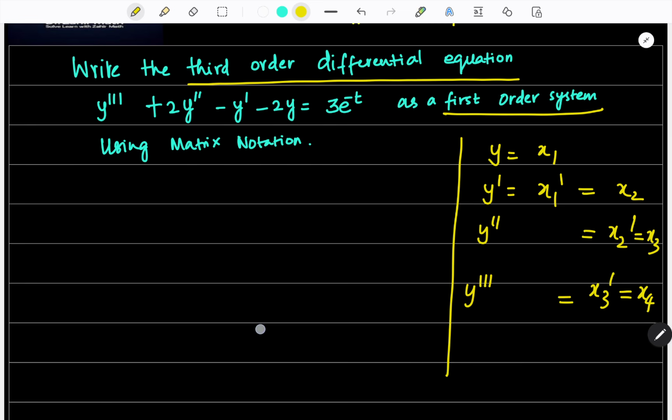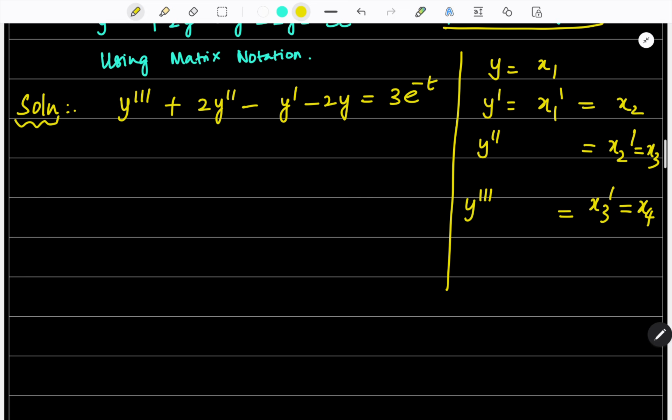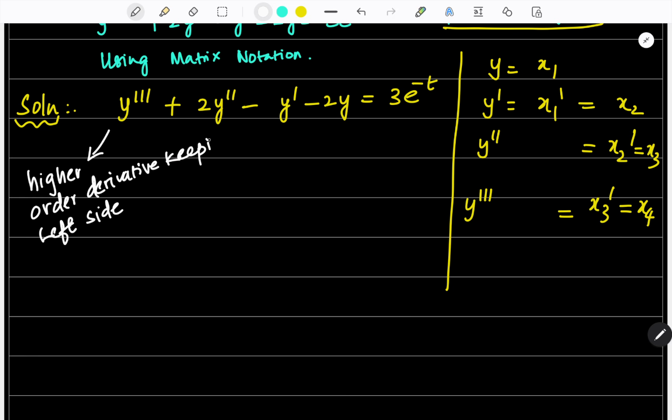Right? Yes. So let us go to the solution. y triple dash plus 2y double dash minus y dash minus 2y is equal to 3e power minus t. What did I say? I said the higher order derivative, keep it on the left hand side, always.